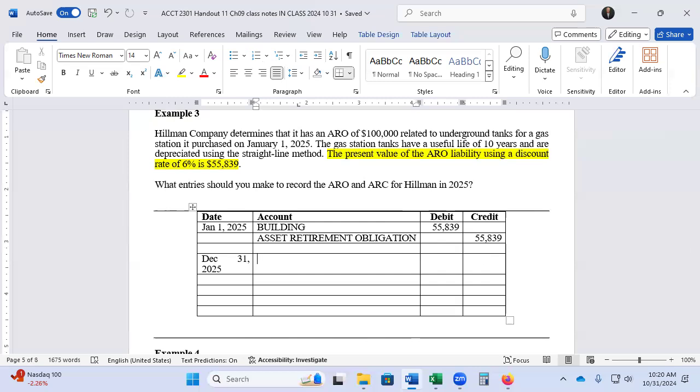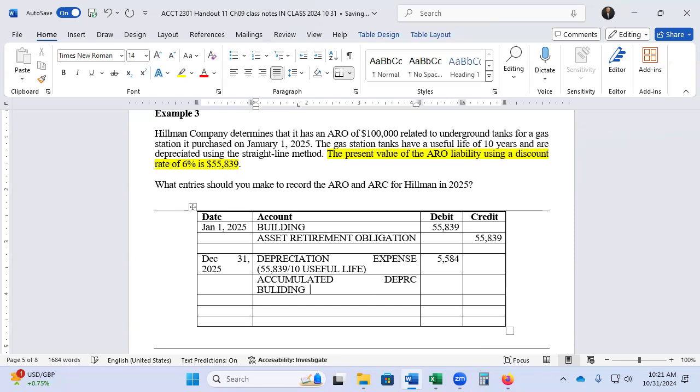And so now they're saying, okay, what do we have to make for the entries for 2025? So at the end of the year, we have to record depreciation expense, and it's depreciation expense on the asset retirement obligation. So depreciation expense, and this is the 55,839 divided by 10 years useful life. And we get 5,584. And that's accumulated depreciation for the building, 5,584.